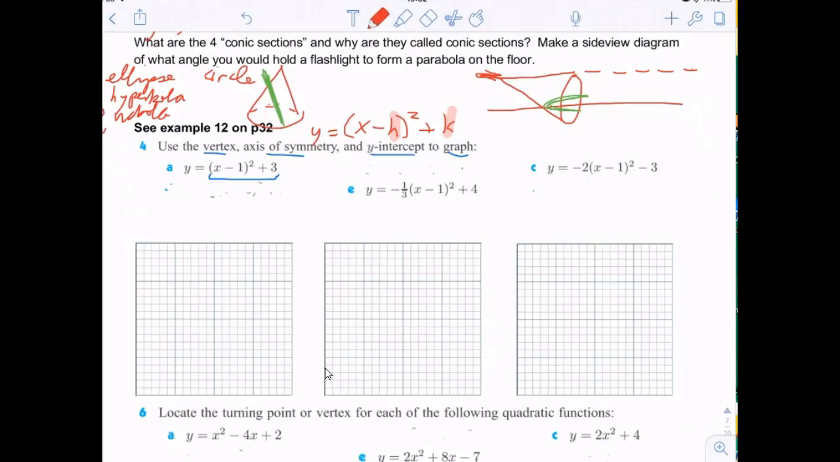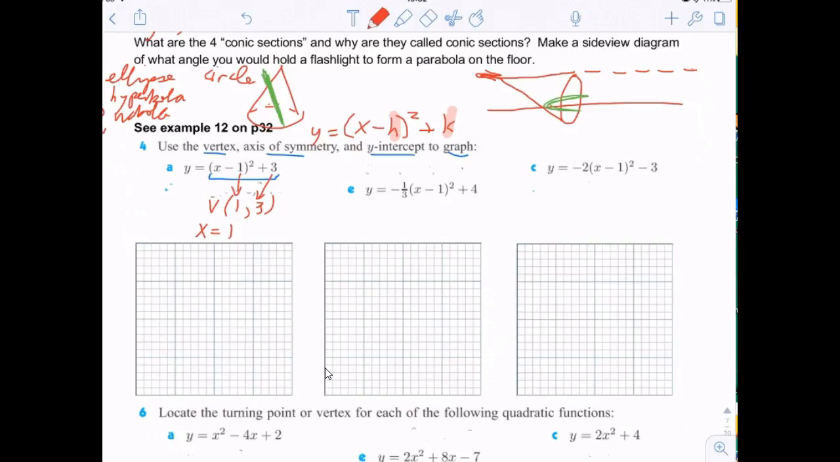So in this case, I'm going to look at this. I'm going to say it's minus 1. So the minus I ignore. And so the x value of the vertex is going to be 1. And the y value of the vertex is going to be 3. And so this is going to be my vertex. Okay? Now I'm looking for the axis of symmetry. Well, remember that the axis of symmetry is actually on top of the vertex. It's just the x value of the vertex. So the axis of symmetry is going to be x equals 1.